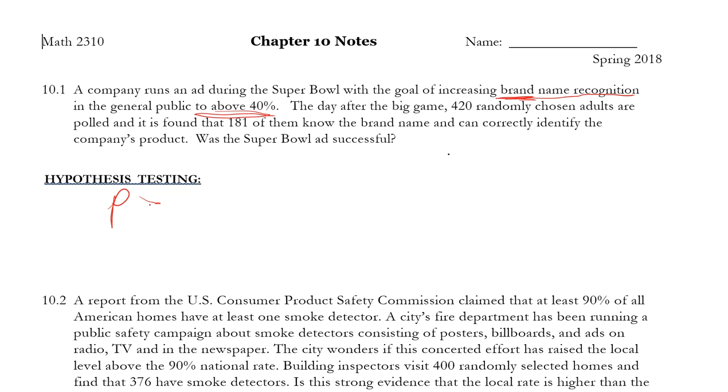I want to see, is it bigger? Is it bigger than 40? So is p bigger than 0.4? And what I have is this sample information about these 181 people that said, yeah, I know what it is, out of 420, which is a little bit bigger than 43%. I'm going to round a little bit here for the sake of space.